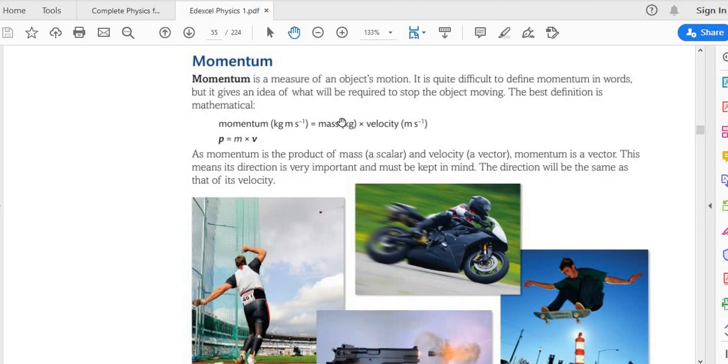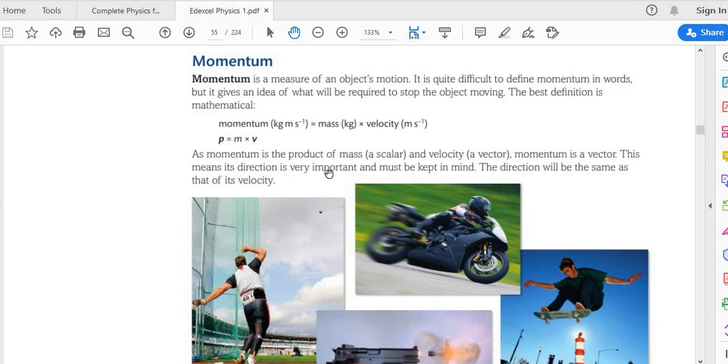So the heavier an object is and the faster the object is moving, the greater the momentum. Mass is a scalar quantity, velocity is a vector quantity. I have mentioned earlier that if you multiply a scalar by a vector, the result is a vector. That is what they mention here. And the direction of the velocity is the same as the direction of the momentum.